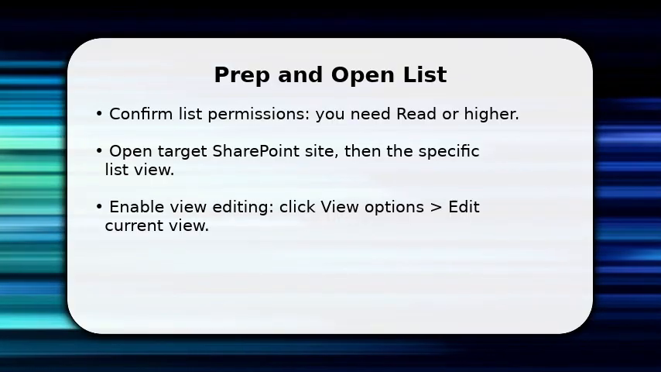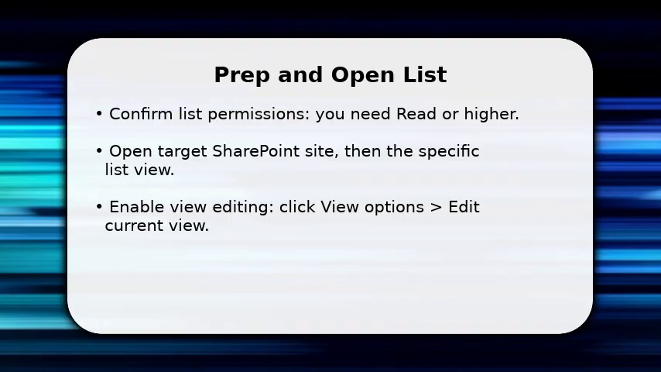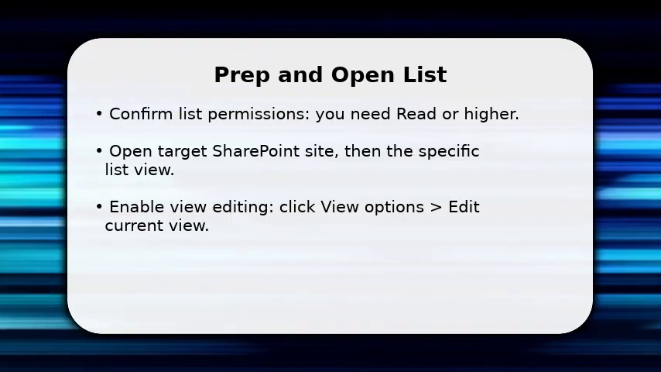Make sure you're in a browser or SharePoint app where view editing is allowed, then choose View Options and select Edit Current View. This action exposes the filter settings and column choices. You're doing this now so subsequent filter rules apply to the correct view and user scope.